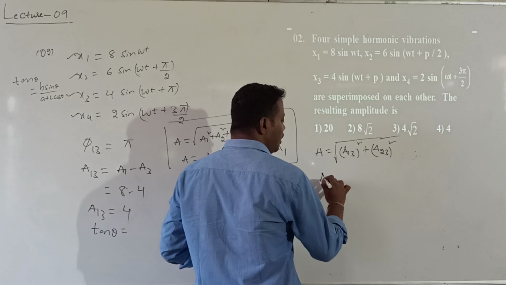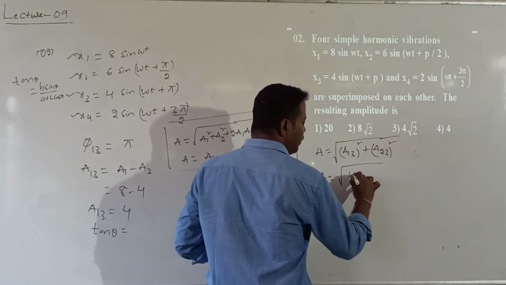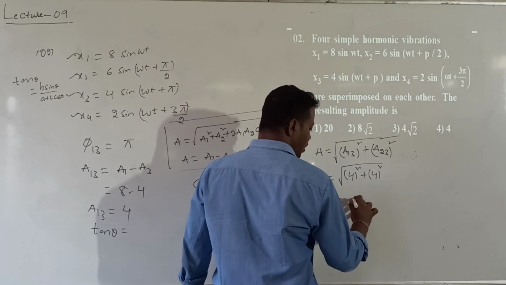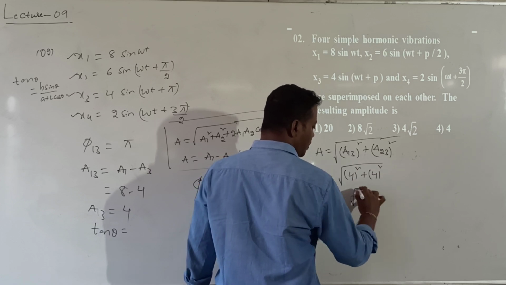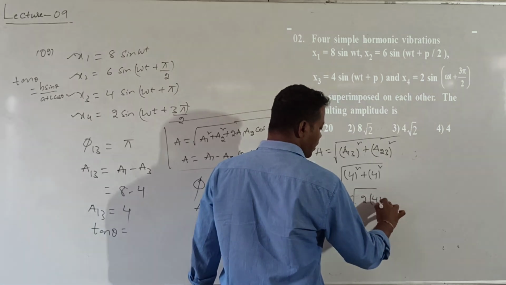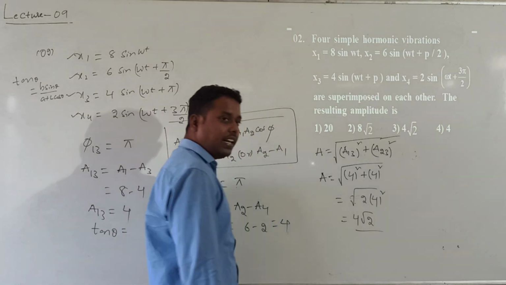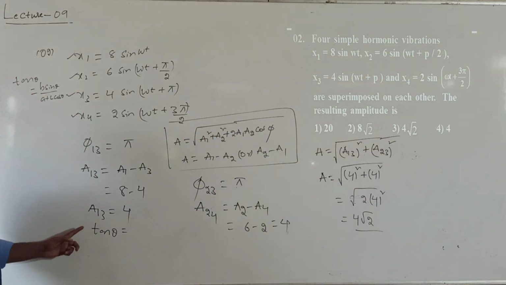Then I can write the value as root over 4 square plus 4 square, which is given by root 2 into 4 square. The square root of 2 comes out, which is 4 root 2. Clear? I think you can calculate.